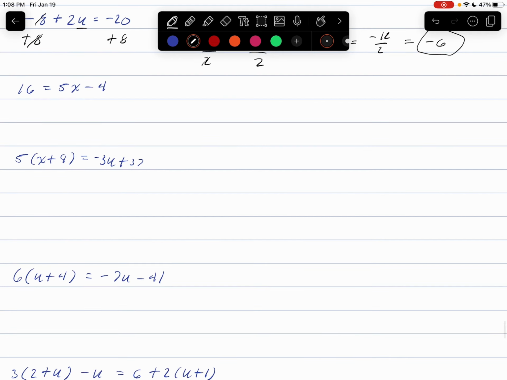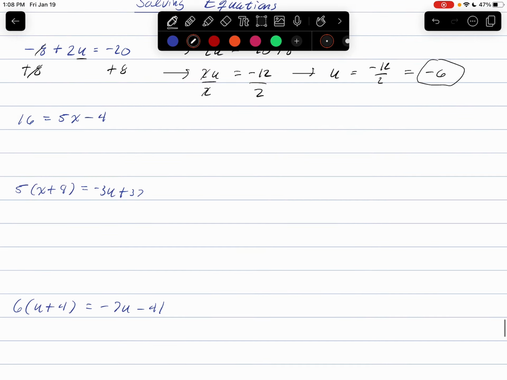Okay. Here we have 16 is equal to 5x minus 4. All right. Just like before, our goal is to isolate this x all by itself. So let's go ahead and start by adding 4 to both sides of the equation.